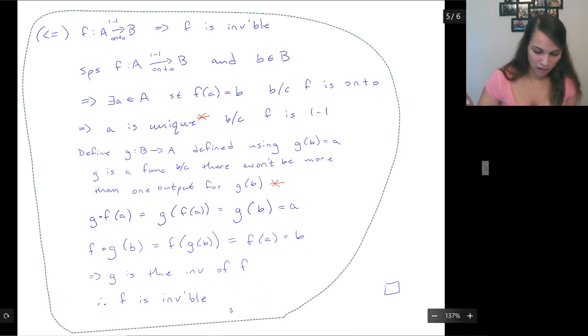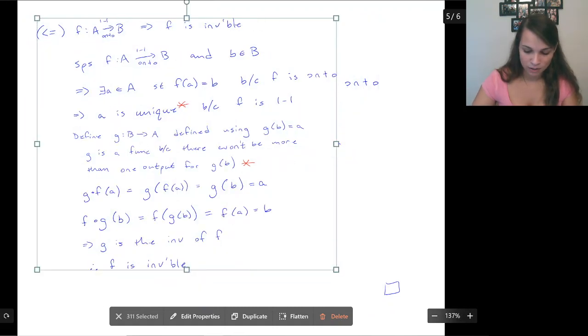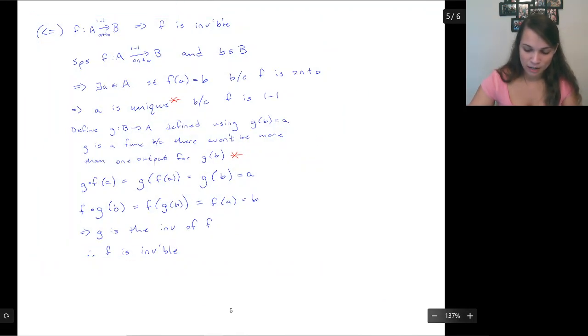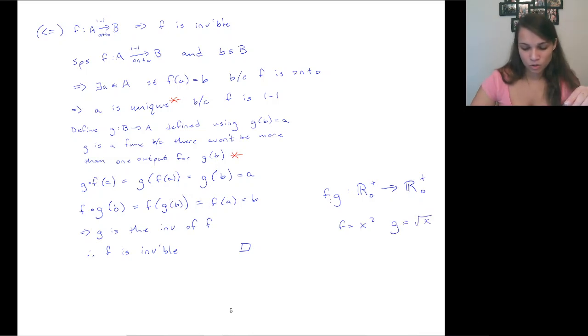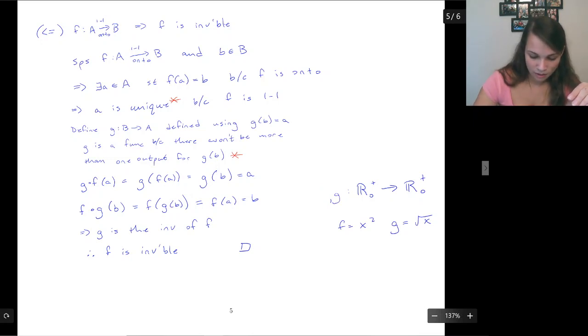Now that we have this theorem, I want to go back and talk about the example that we had at the beginning about F going from R≥0 to R≥0, where F and G are both doing this. F was x squared. G was root x. So what wasn't going to work was just restricting the range for F. So give me a moment. I'm going to make a point.